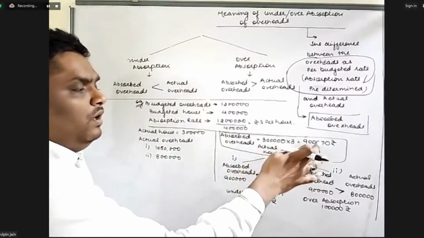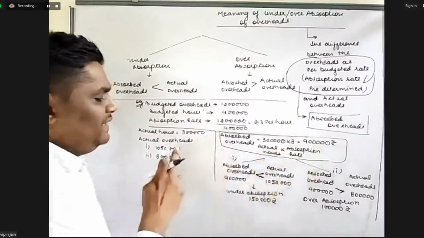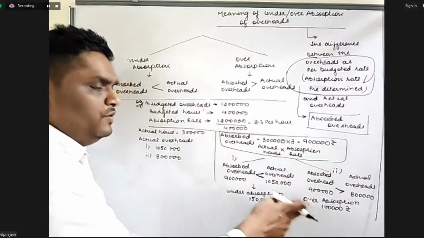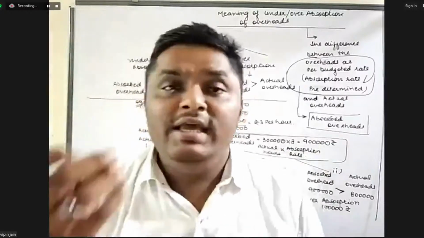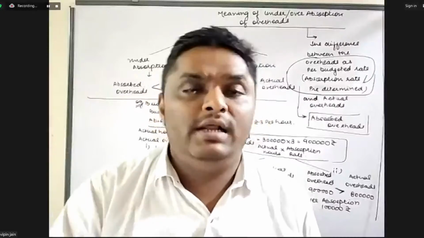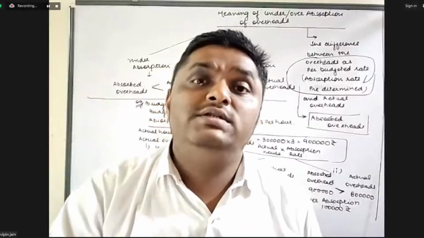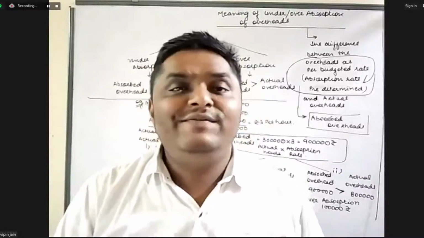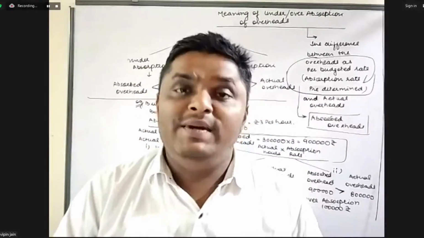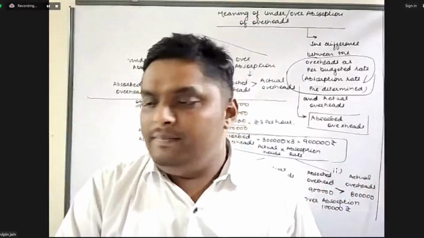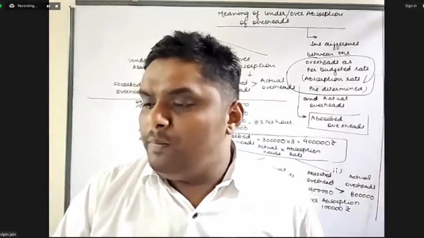Now we will compare these absorbed overheads with the actual overheads to find out whether it is under absorption or over absorption. I repeat again, guys, if the absorbed overheads are less, then it is under absorption. If absorbed overheads are more, then it is what we call as over absorption. If you guys have any doubts, any queries, please post your query. Giving you 2 to 3 minutes time to please copy. I request you guys to please copy.